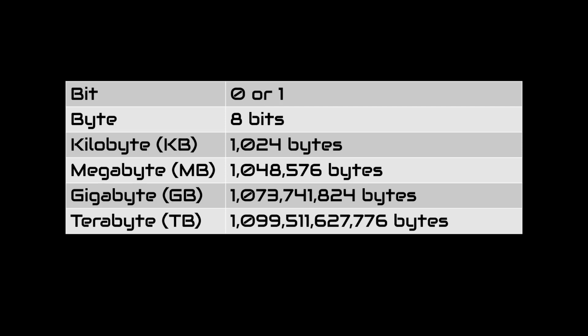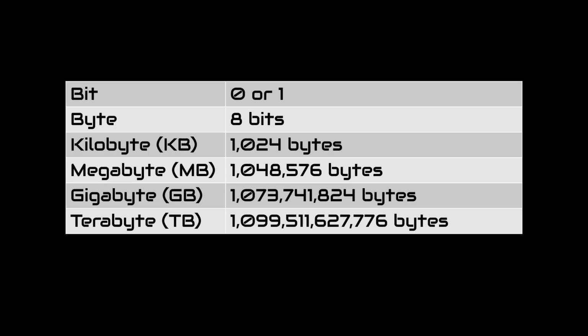Since there are only 2 states, on or off, prefixes are based on a base 2 system. So a kilobyte is 2 to the 10th, or 1,024 bytes, if you multiply that out. A megabyte is 2 to the 20th, or 1,048,576 bytes. A gigabyte is 2 to the 30th, and a terabyte is 2 to the 40th. There are other units past a terabyte, but at a consumer level, we won't ever deal with petabytes or exabytes. Those are usually terms used on servers or when dealing with lots of data.